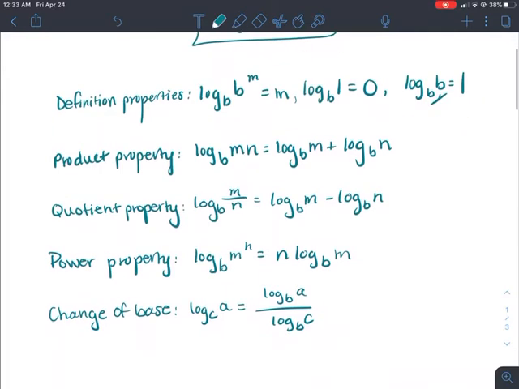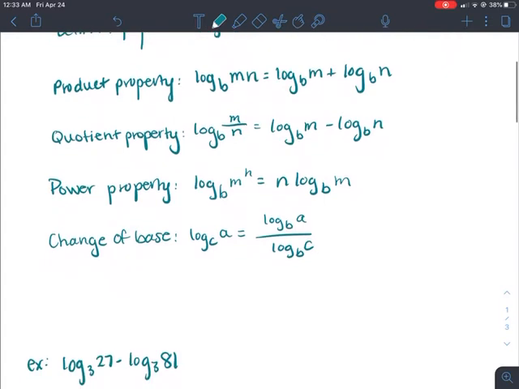The product property says that you can separate log base b of mn into log base b of m plus log base b of n. So you can separate this function into two different functions. The quotient property states that log base b of m over n equals log base b of m minus log base b of n. So you're separating the fraction into two different functions.